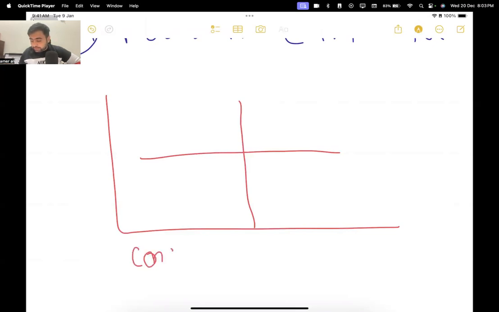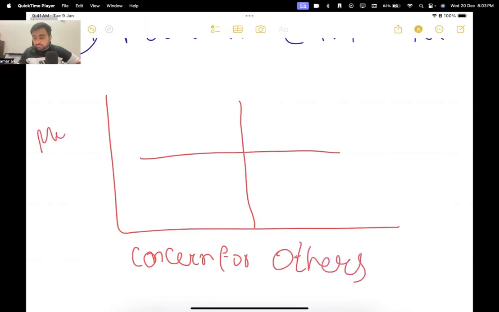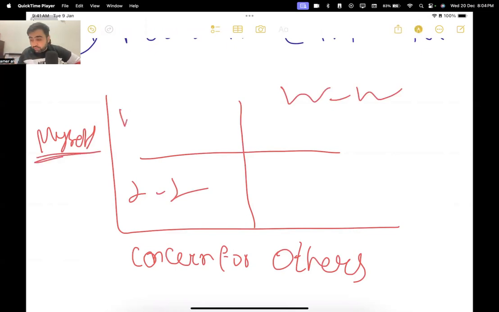Here, concern for others, concern for myself. Here I have a lose-lose situation. Here I have a win-win situation. Here, when I care more for myself, I will go for win-lose. Here I will go for lose-win. A win-win scenario can be when we are working to solve a problem, collaborating, or even confronting towards that, we can resolve the conflict.